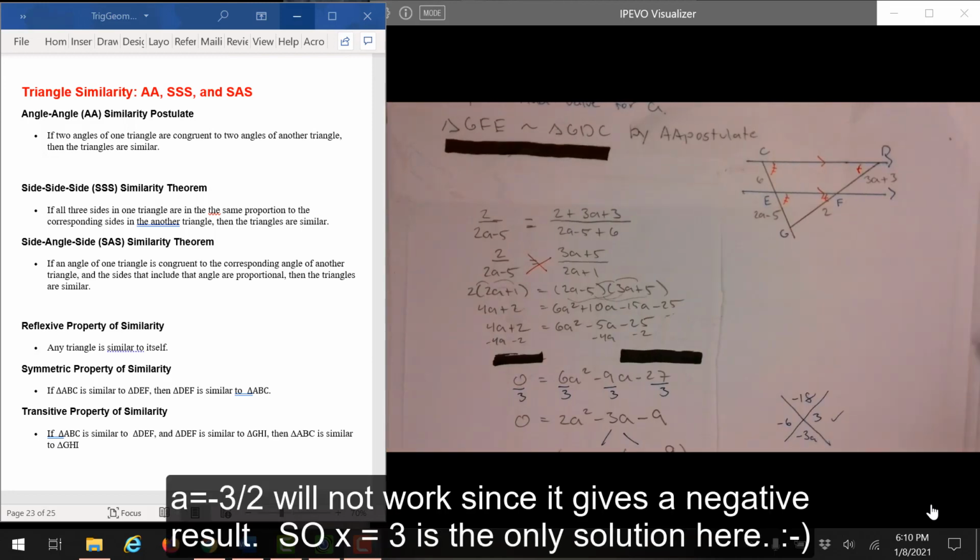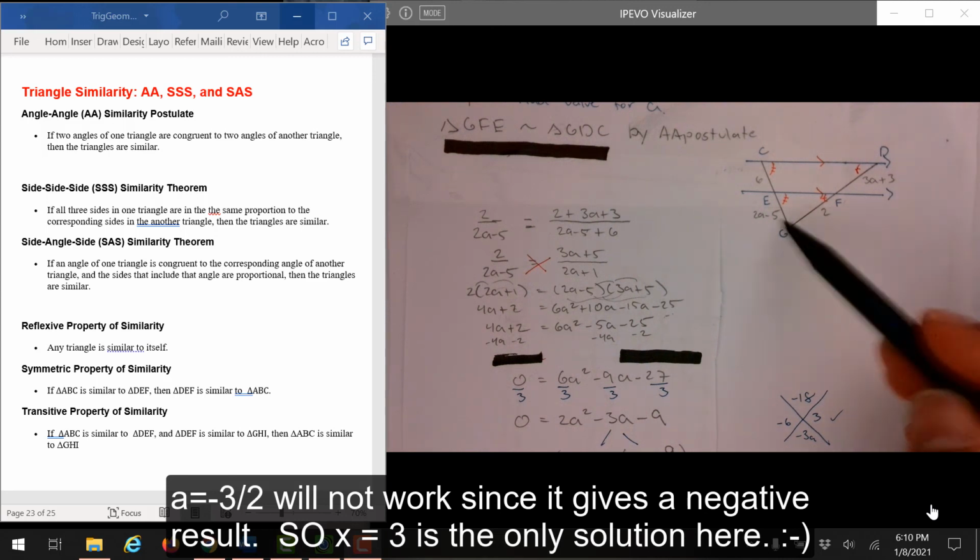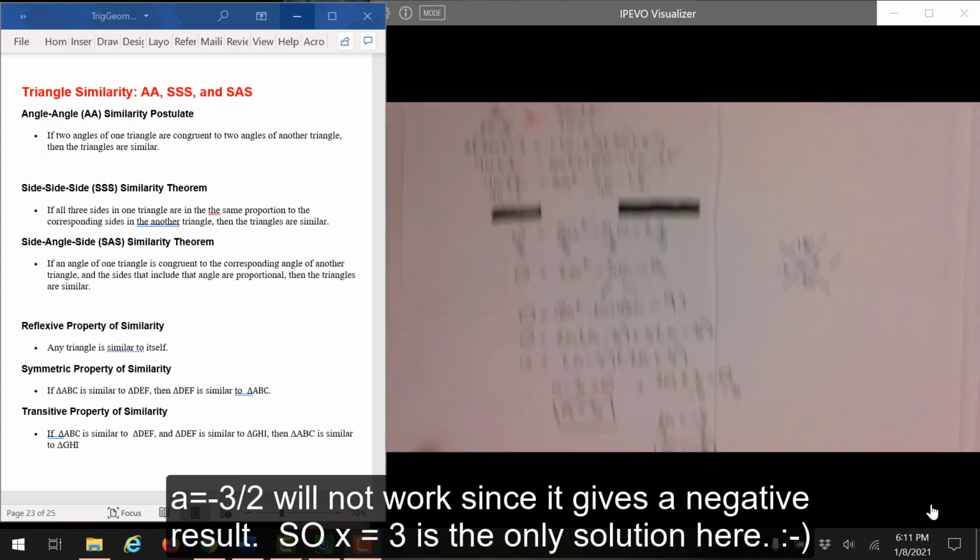A equals negative 3 halves will not work since it gives a negative result. So a equals 3 is the only solution here.